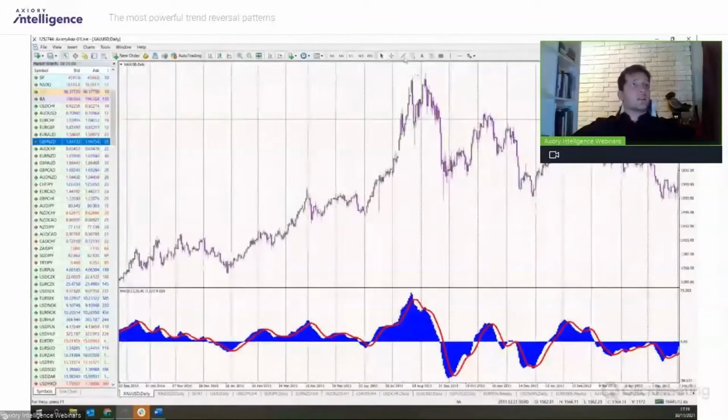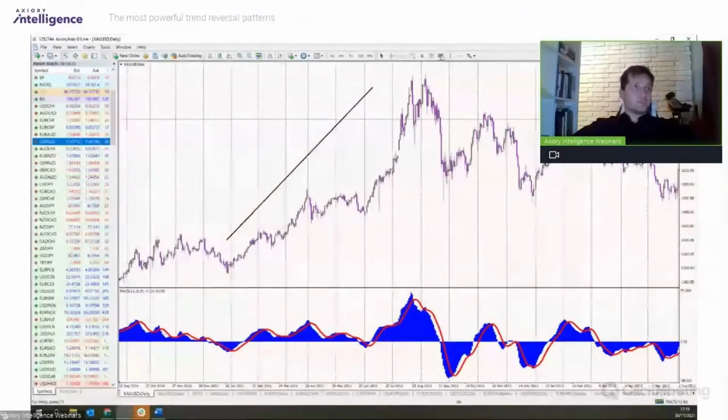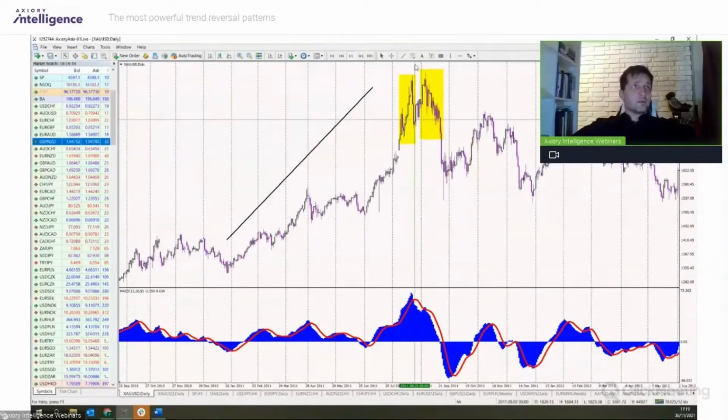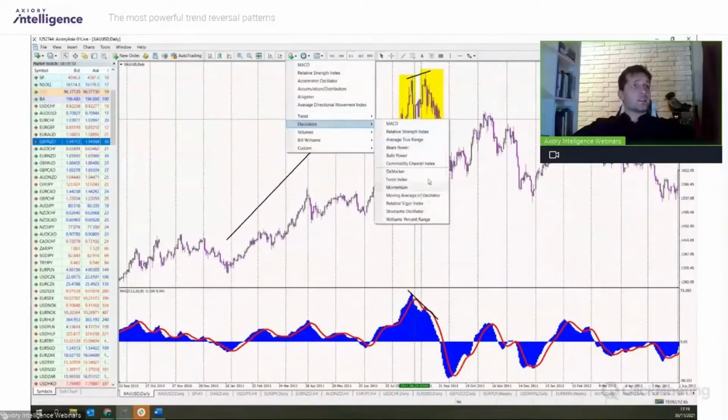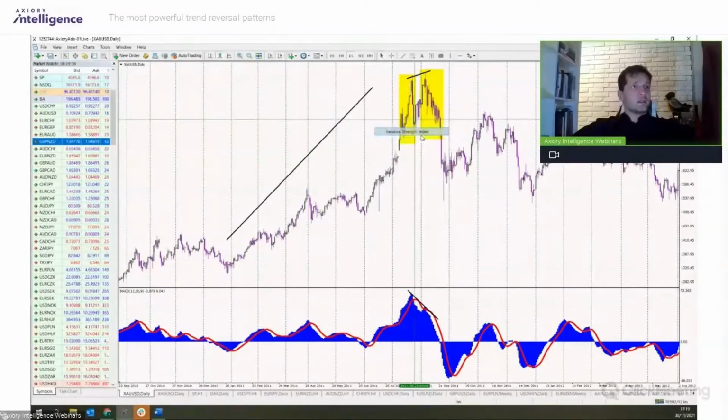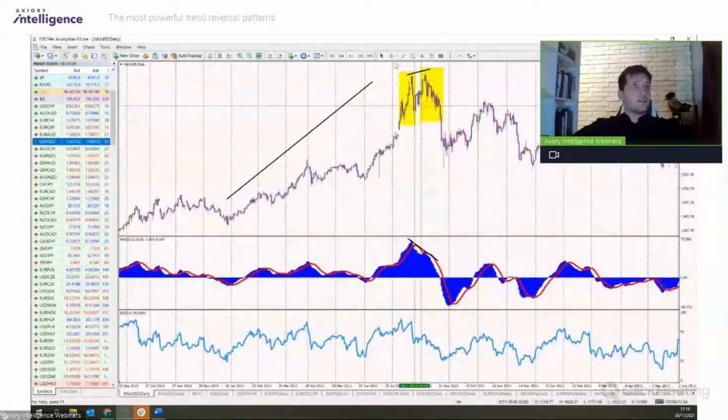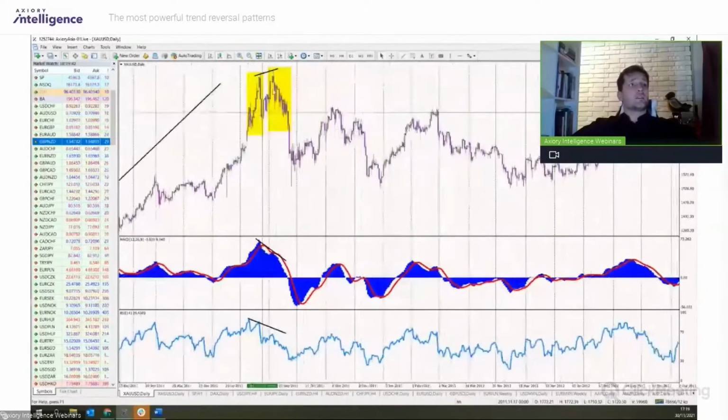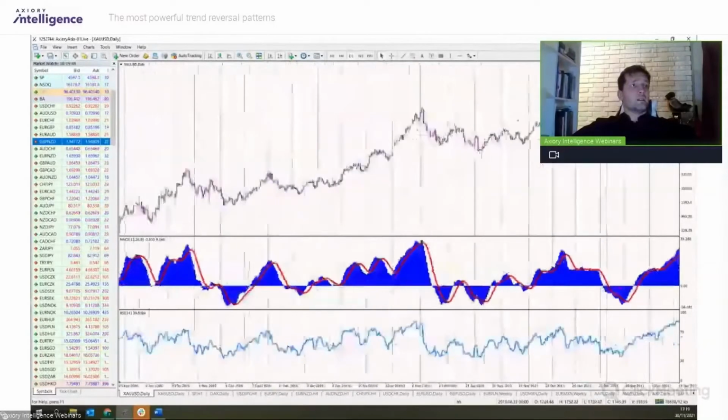But look at this. Beautiful upswing. First top, second top. Not this one. Price is making higher high. Is price making higher high in the indicator? No, it is not. That's a divergence. Maybe let's check another indicator. RSI, Relative Strength Index. Here also you can see that there is a divergence. So that's a beautiful sell signal, and you can see the reaction.